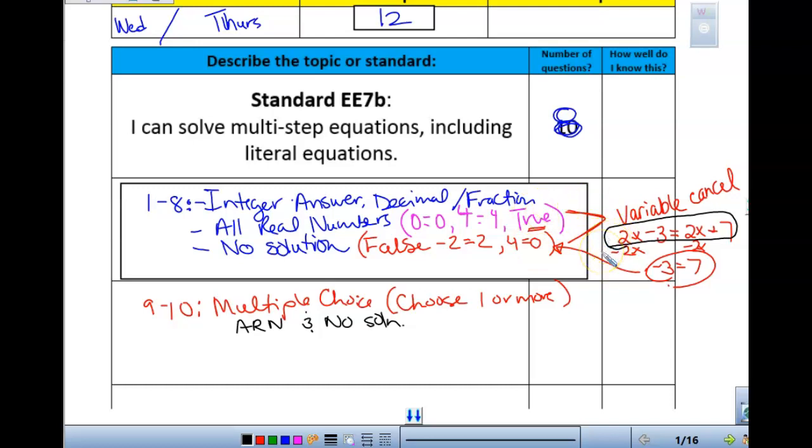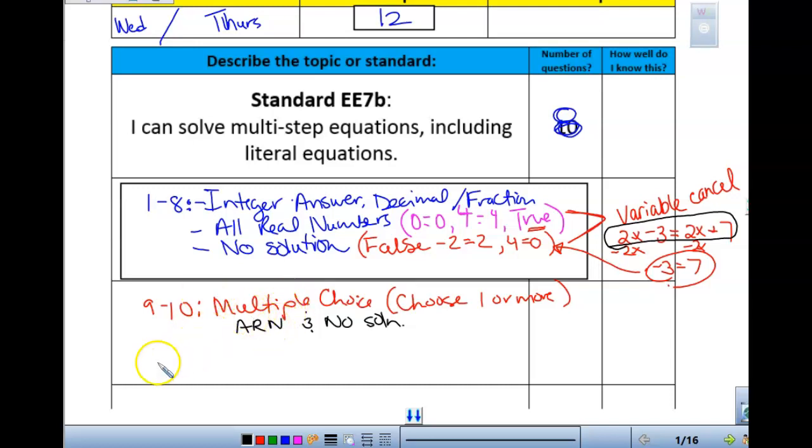But if I had 2 other ones and they came out that the variables were that everything was the same on both sides, I would go, yeah, that's going to be the all real numbers. This would have been one of my selections for no solution, right? So it's going to be a multiple choice question, and you're going to be asked to do that.